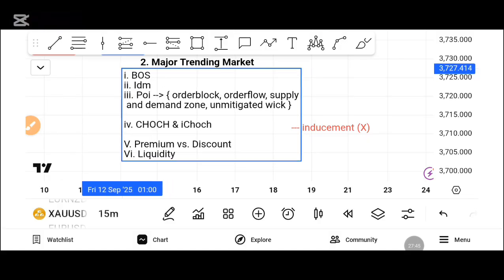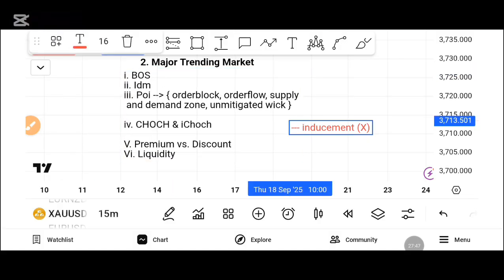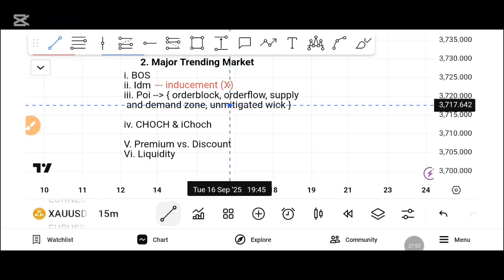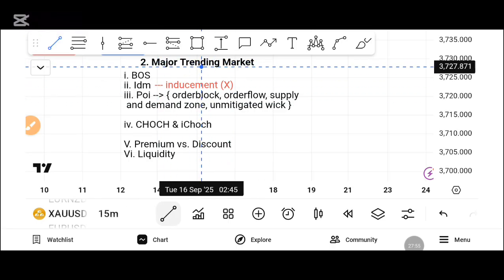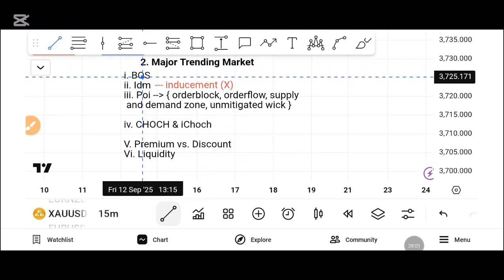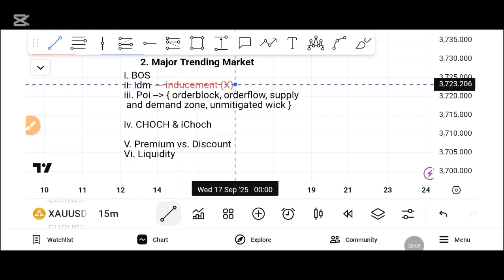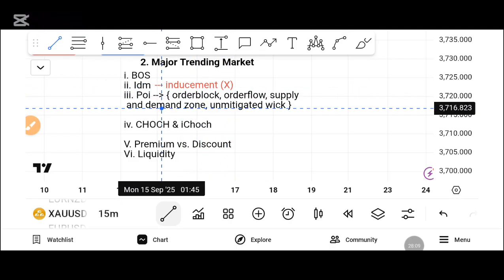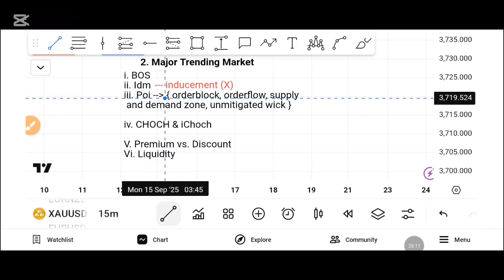Yeah, I want to be seeing these two together. Okay, so this is it. So we say we have a major trending market, and what we want to be looking at is the BOS, the IDM, which is inducement, and it has an S symbol, so I always use S as my inducement. Alright, and the next on our list is POI. So we want to see our POI.